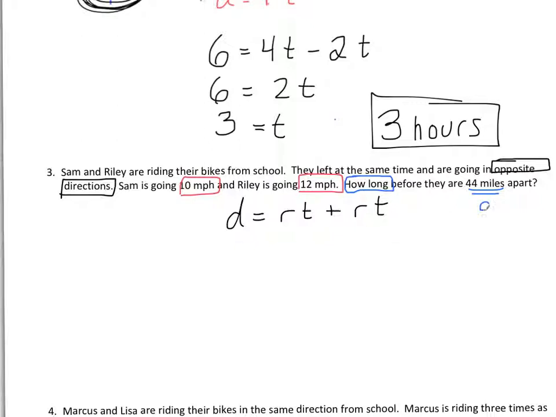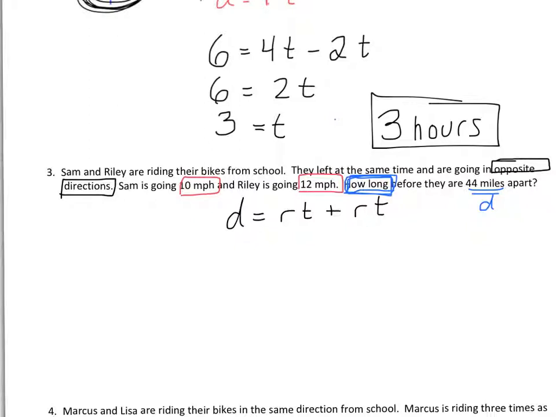Good, Alex. That's a distance. So we want to find the what? If it says how long, that's a what? A distance, a rate, or a time. Ravi, distance, rate, or a time? Good, Ravi. You're right. It's a time. So we were looking for that t value.